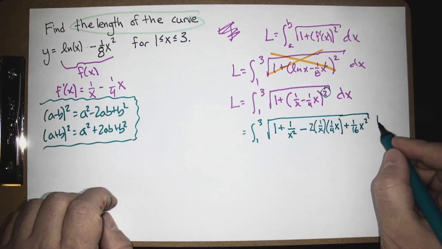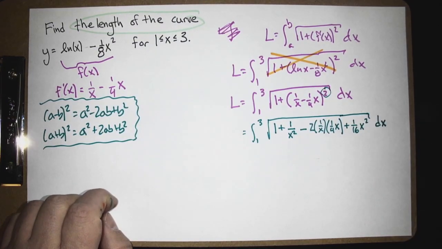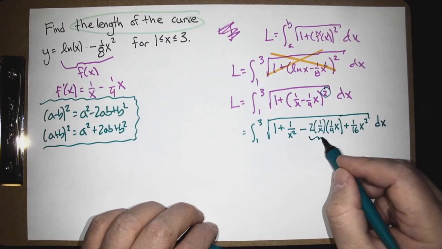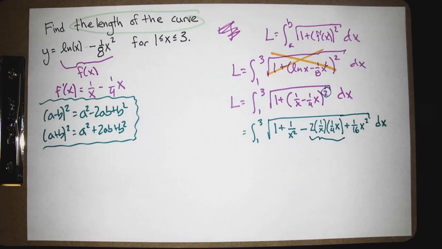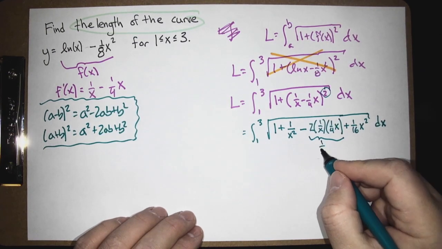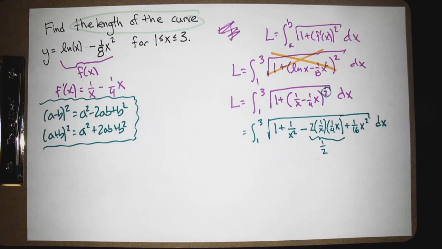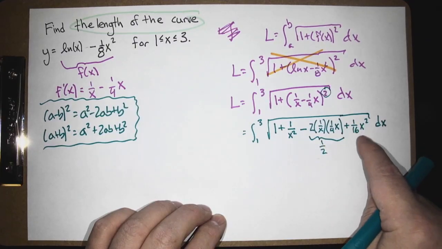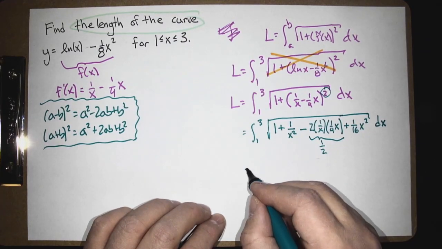All right. And we're going to follow good practice of always writing that dx on the end. They look for things like that. Now, in the middle, what does this term become? 2 times 1 over x times 1/4 x. It was a half, right? The 1 over x and the x cancel. 2 times a fourth is a half. Now, can we do anything? So currently this is 1 plus 1 over x squared minus a half plus 1 over 16x squared. So what can we do?